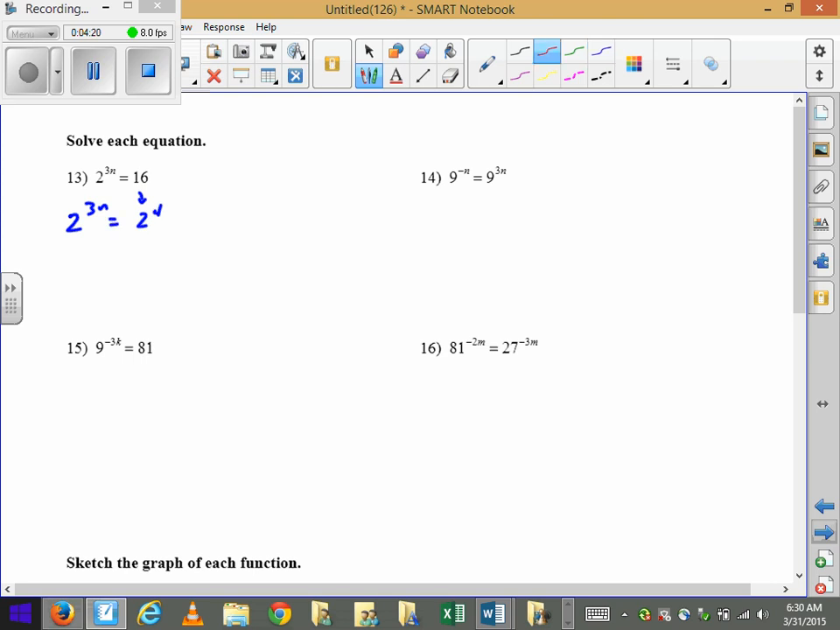And now since we have the same big base, we would get rid of those and we end up with 3n equals 4. Divide both sides by 3, so n equals 4/3.